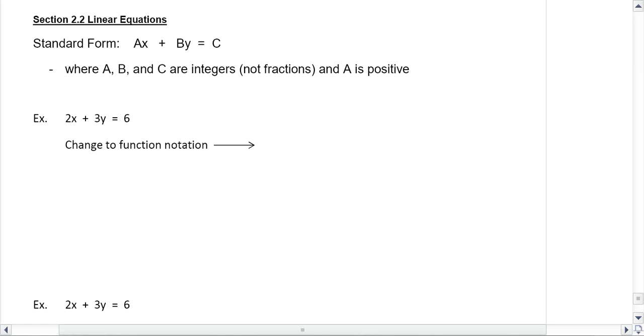This is Algebra 2, Chapter 2, Section 2. Wow, 222. All right. Linear equations. Again, review from Algebra 1.